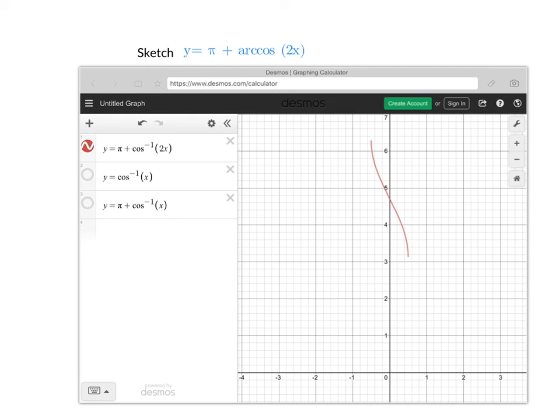And if you are struggling with your sketches, get yourselves on Desmos. It's very helpful. It's just great fun. Okay, thank you very much.